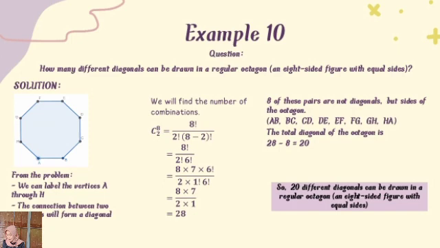8 of these pairs are not diagonals, but sides of the octagon: AB, BC, CD, DE, EF, FG, GH, HA. So the total number of diagonals of the octagon is 28 minus 8 equals 20. So 20 different diagonals can be drawn in a regular octagon, or an 8-sided figure with equal sides.